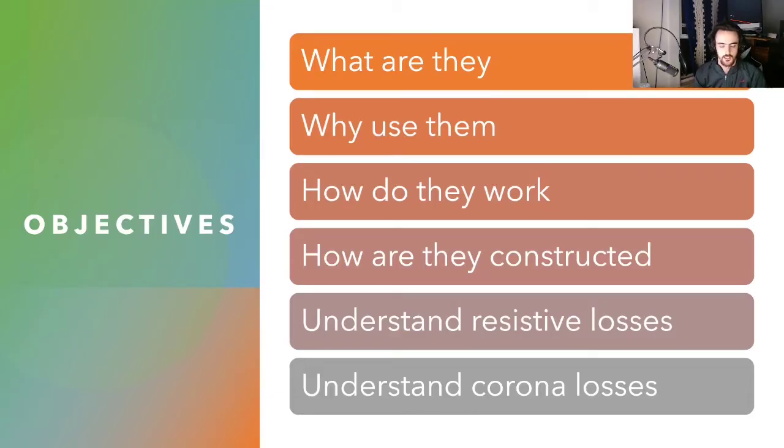So, the objectives of this PowerPoint are to discuss what power transmission lines are for, why we should use them, how they work, how they are constructed, and to understand the two losses in power associated with them, which are resistive and corona.